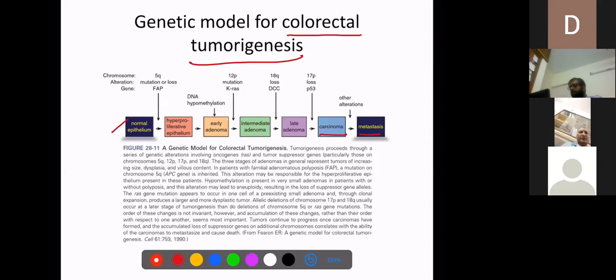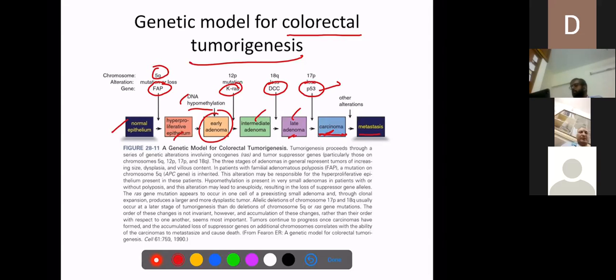So normal epithelium, because of APC mutation in the 5q gene, becomes a hyperproliferative epithelium. And due to DNA hypomethylation, I'll tell you about hypomethylation later, the early adenoma occurs, and with KRAS mutation, an oncogene mutation, you get an intermediate adenoma. DCC tumor suppressor mutation gives you a late adenoma. And P53 is a very late event. It occurs in the conversion of a late adenoma to a carcinoma.